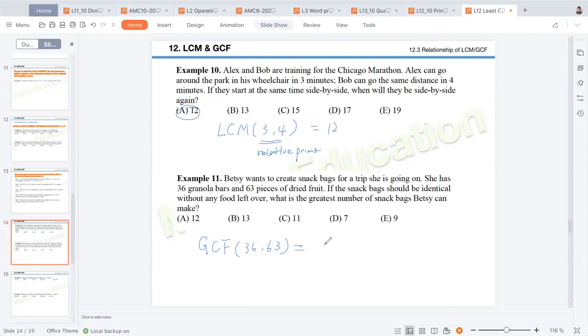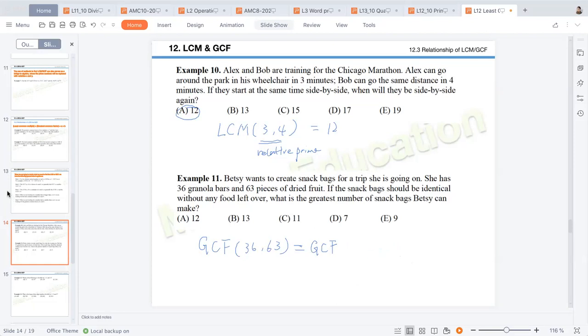Yeah, thank you, Tony. Thanks for Tony. So here, we can use this. So you can see if I use this method, GCF, I just use the bigger number, 63, to divide by 36. We just find the GCF of what? 36 and 63 minus 36, right? Just find the remainder. Okay, we can use this method.